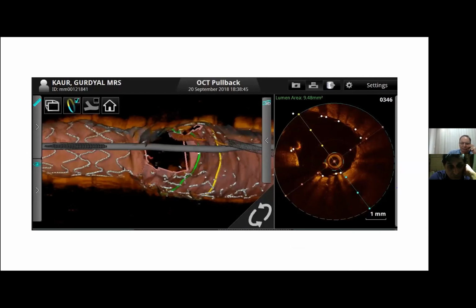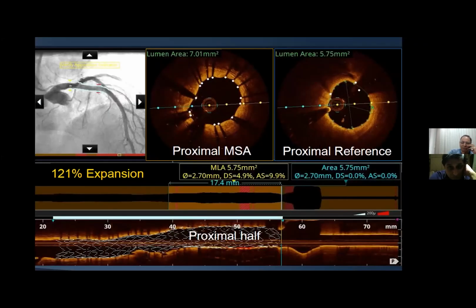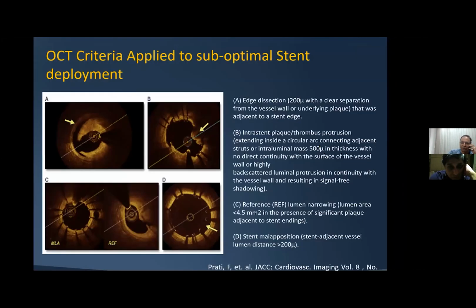This is what finally it looked like, the mouth of the circumflex after a DK crush stent. The LAD and left main stent look excellent. And this is the carina, which looks good in this patient. Lumen areas are the final thing that you have to apply. And you have to look at everything: the edge dissections, the intrastent plaques and thrombus protrusions.